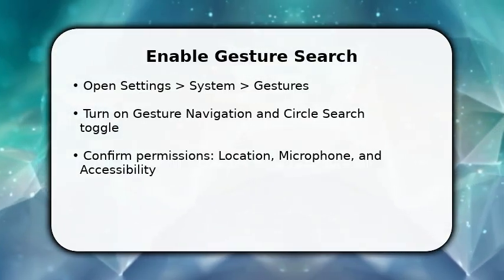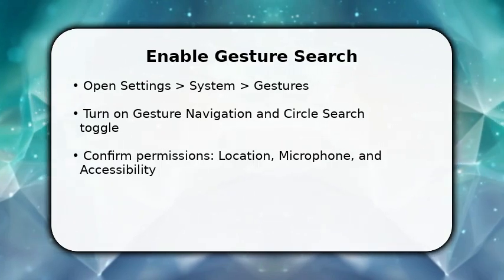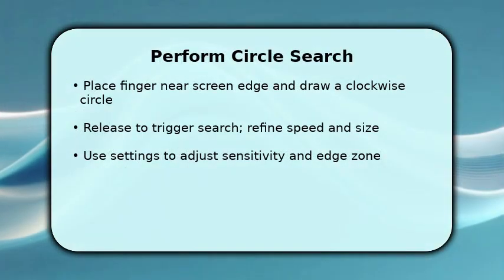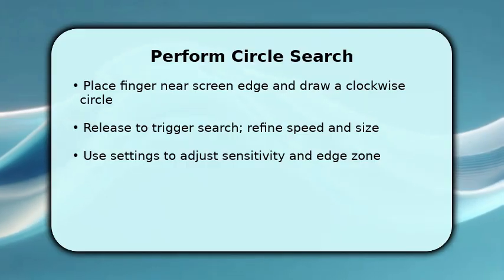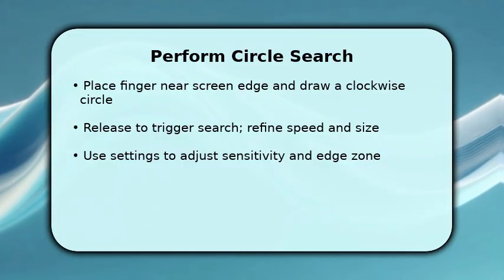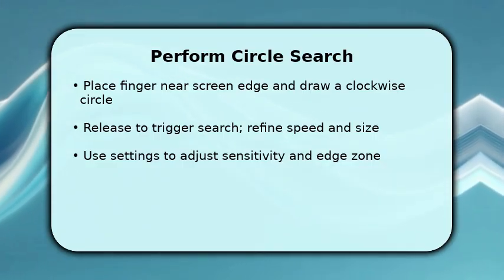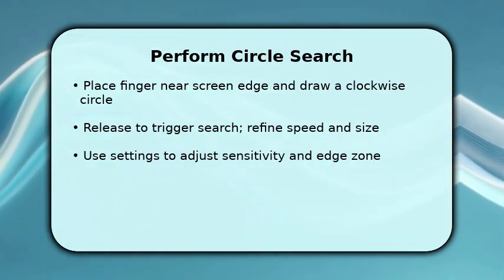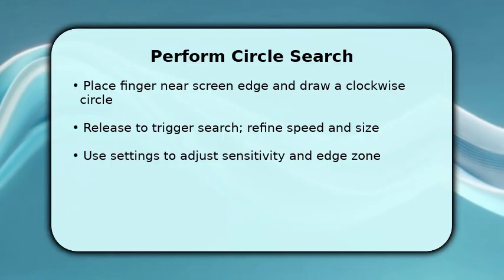Make sure to keep screen protectors thin. Thick ones can interfere with gesture detection. You're ready to perform the circle gesture. Place your finger near the designated screen edge and draw a single clockwise circle with a natural speed. Don't pause mid-motion. Release when the circle closes. This triggers the search overlay.